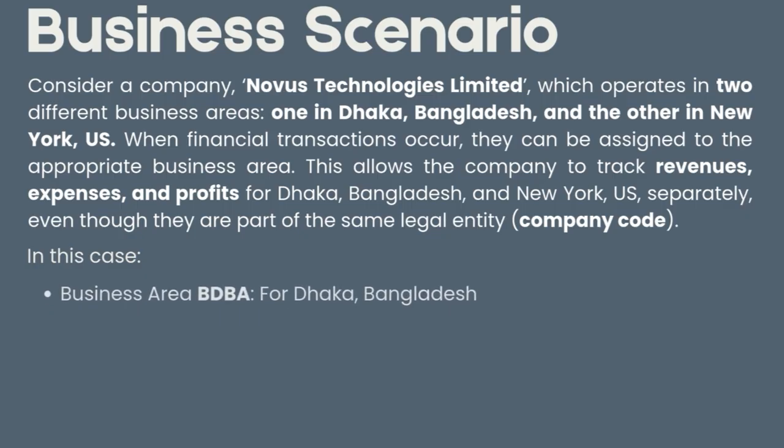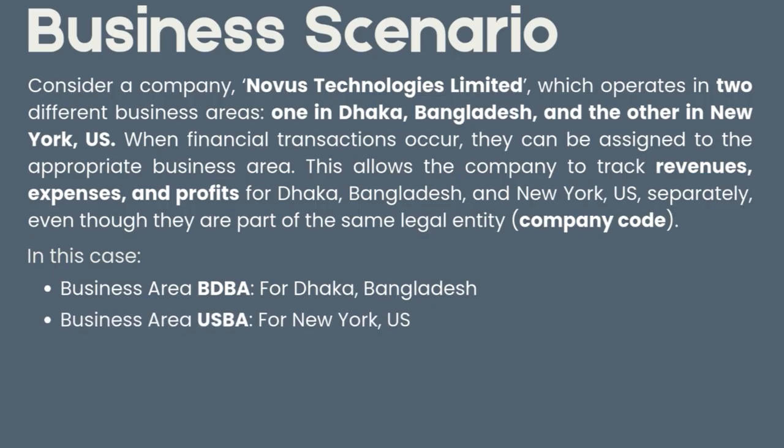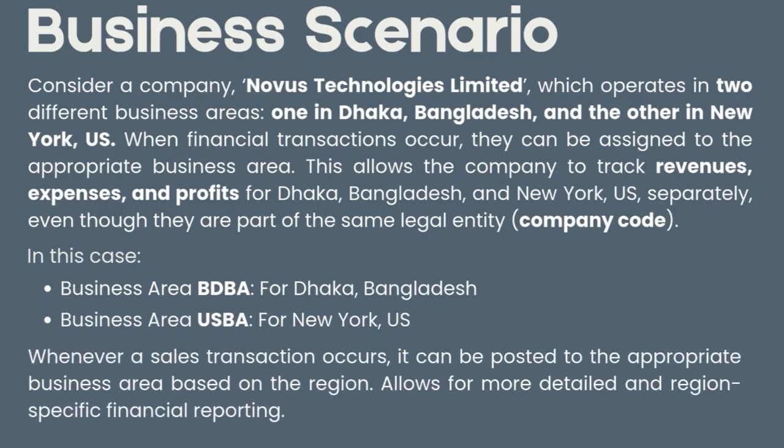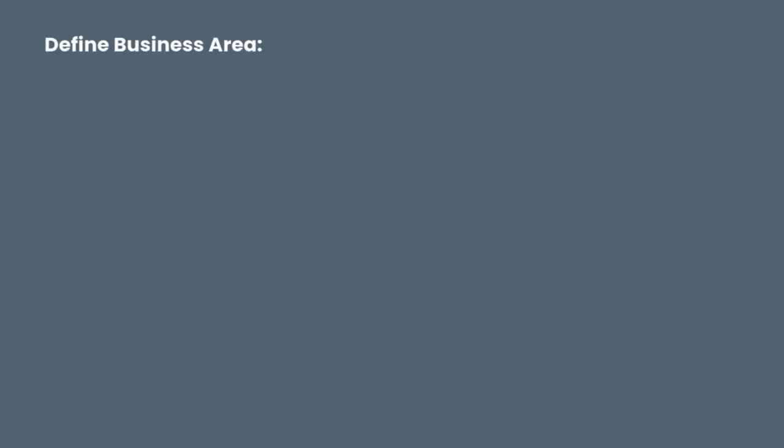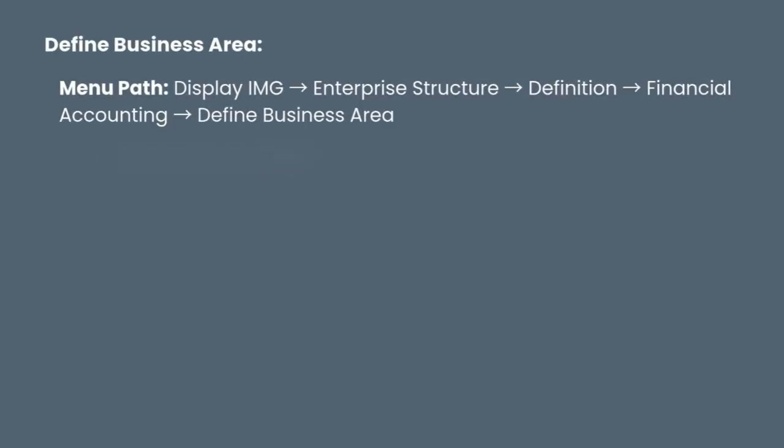In this case, Business Area BDBA for Dhaka, Bangladesh. Business Area USBA for New York, US. Whenever a sales transaction occurs, it can be posted to the appropriate business area based on the region. This allows for more detailed and region-specific financial reporting. Define business area. Menu path. Transaction code OX03.